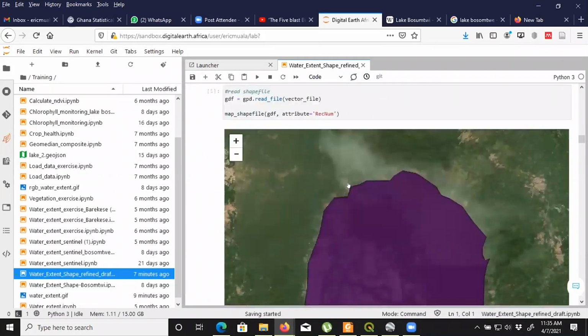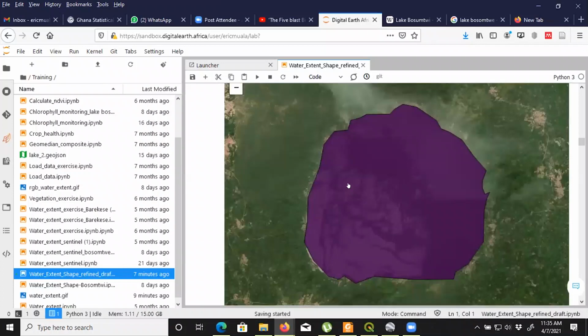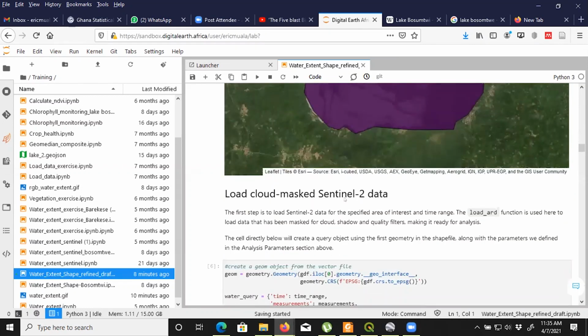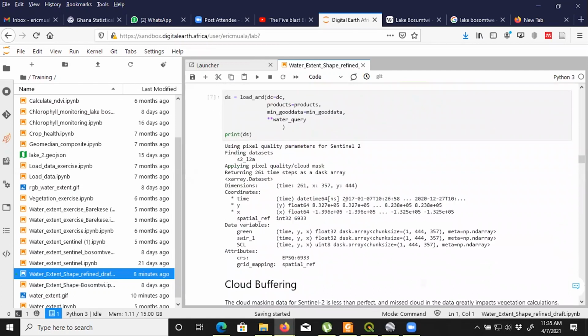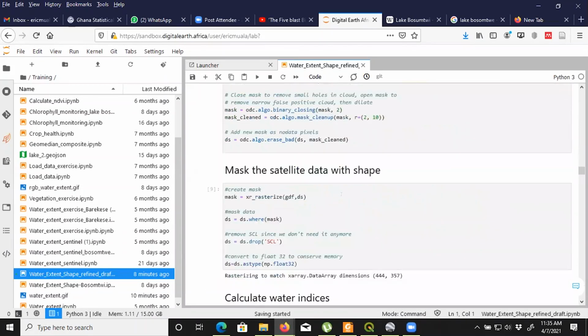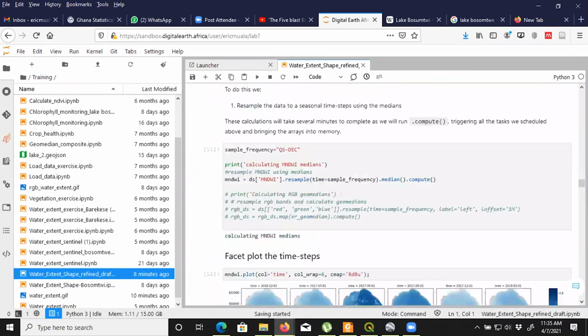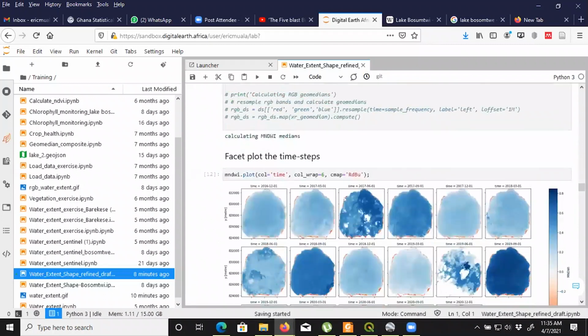So if you see here, this is Bosomtwi, and I had a chance of getting some shapefiles from Buama to lay on the lake itself. Exactly. So in running the sandbox, I was looking at the area. So I want to show you some of the results.